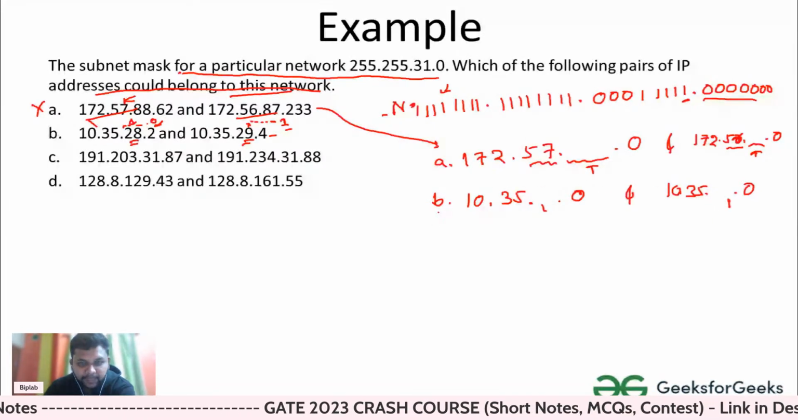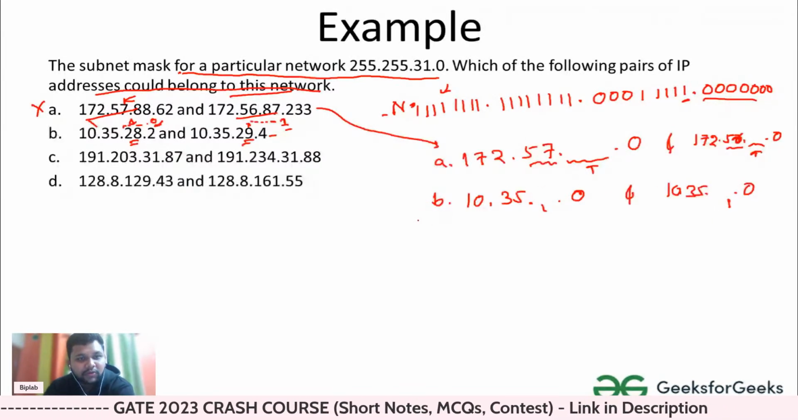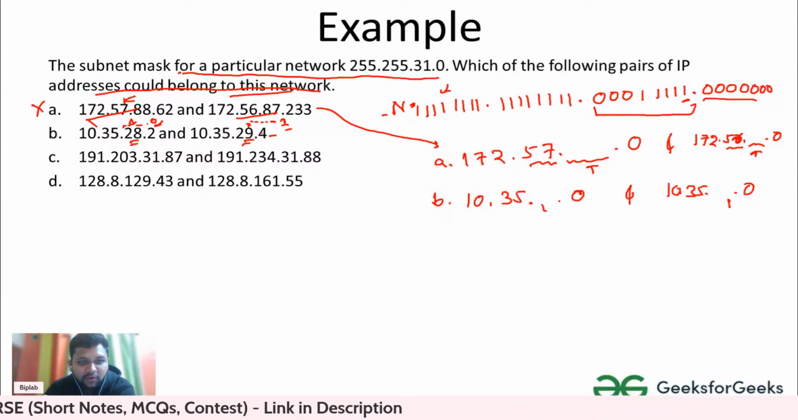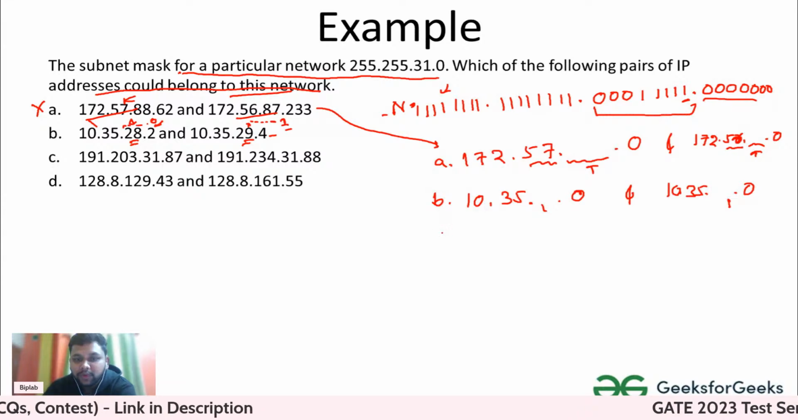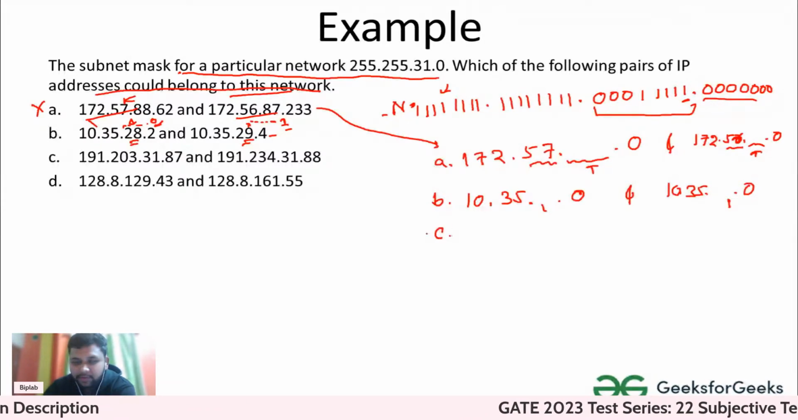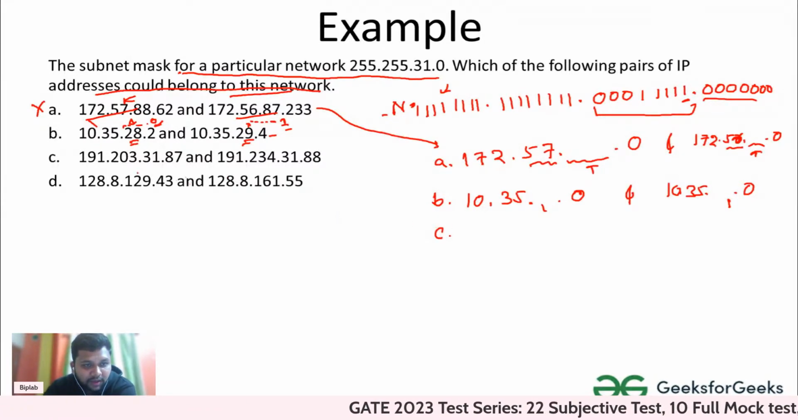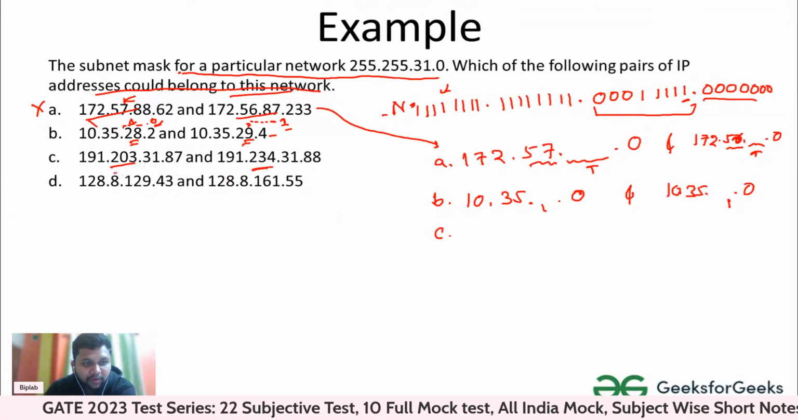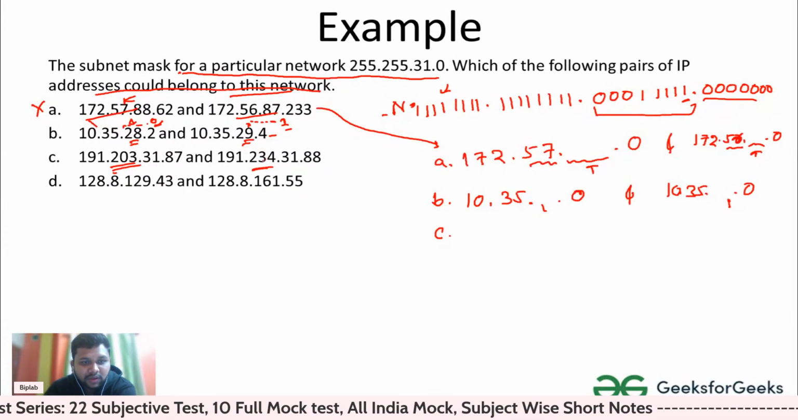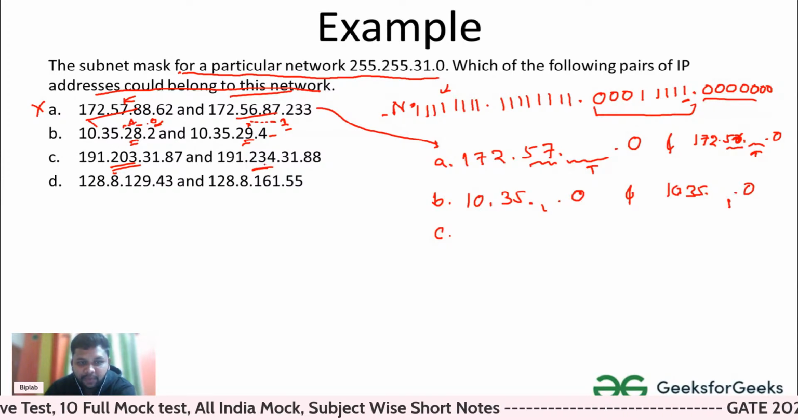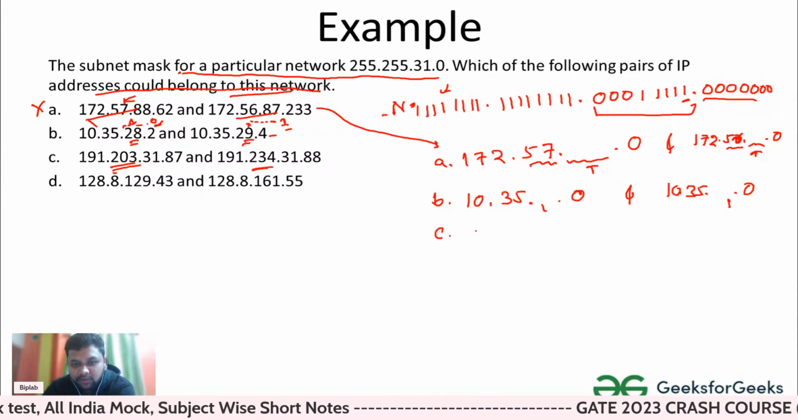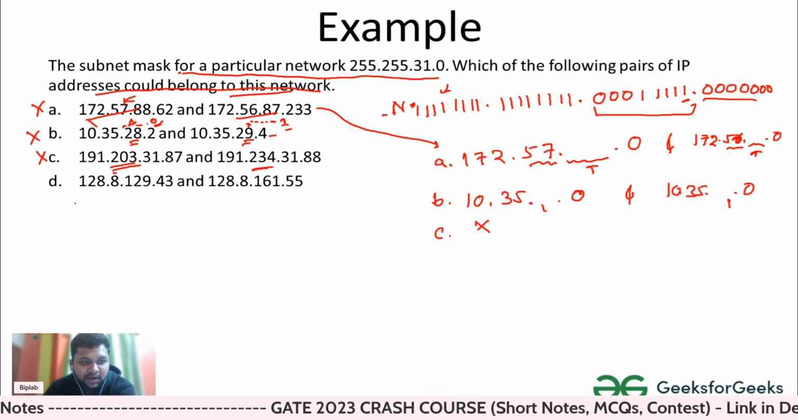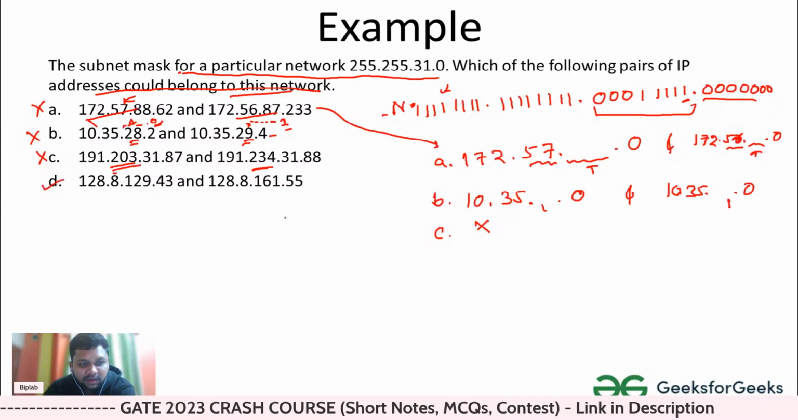If this is difficult to understand, again you can perform the AND operation between these two octets. So you will also get that to be different. Here also you can directly see this is different in both of the cases, 203 and 234. So that's why you can directly say C is not your answer. A, B, C are discarded. So obviously D will be your answer, but let's also verify.